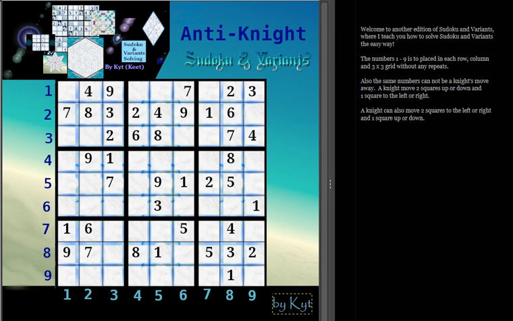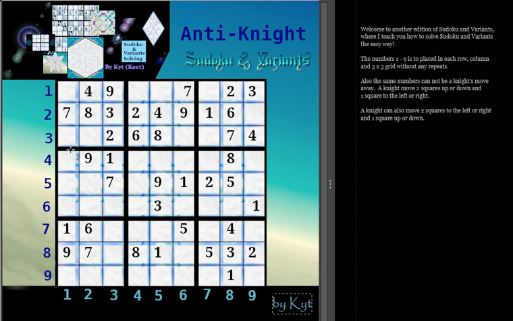Welcome to another edition of Sudoku Invariants, where I teach you how to solve Sudoku variants the easy way. The numbers 1 through 9 are placed in each row, column, and 3 by 3 grid without any repeats. Also, same numbers cannot be a knight's move away.